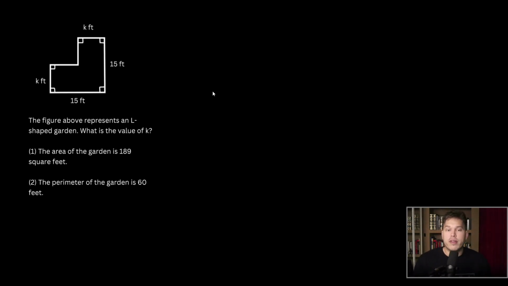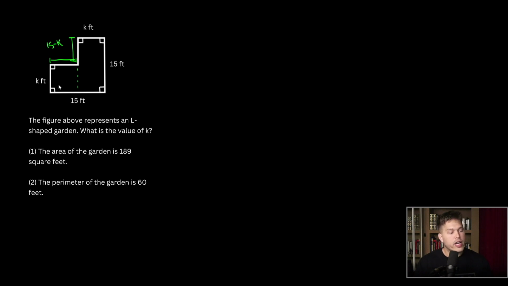The figure above represents an L-shaped garden. What is the value of K? Statement 1 says the area of the garden is 189 square feet. So how could we determine this area? Well, let's notice that this distance here would be 15 minus K. And similarly, this distance here is also 15 minus K.